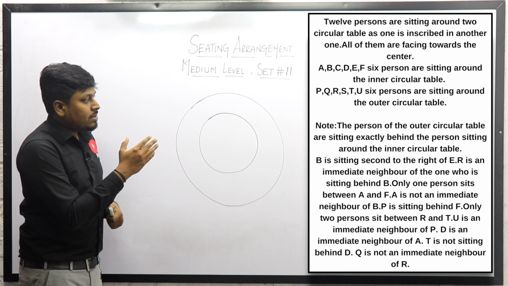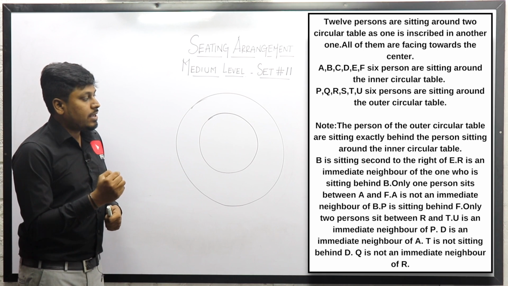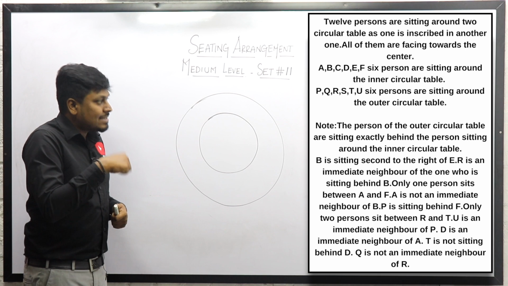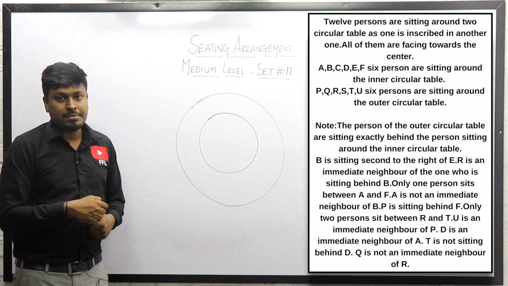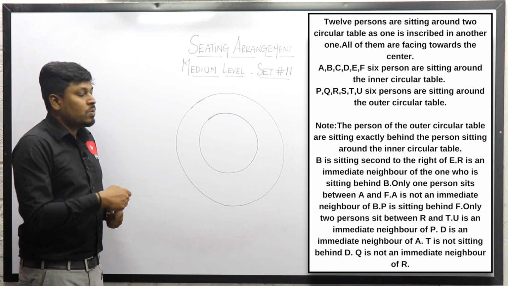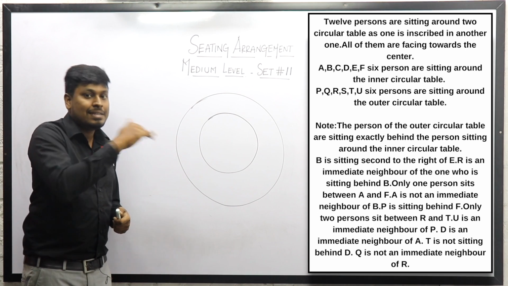And then they have given one important note: the persons of the outer circular table are sitting exactly behind the persons sitting around the inner circular table. So what they are saying is the persons who are sitting in the outer circle are behind the persons who are sitting in the inner circle.